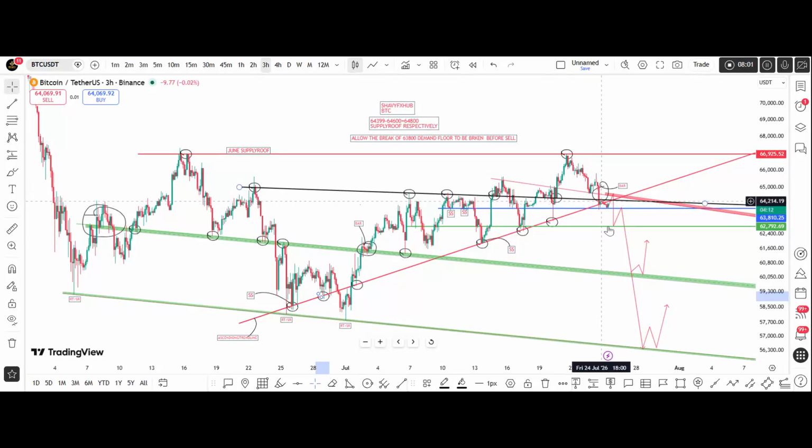Price tested it. We bought and got pushed back. And by close of Friday, we were already out of that. We're out of that trend. Why did we leave the trend? Somebody will ask. We left the trend because there is a pending order.